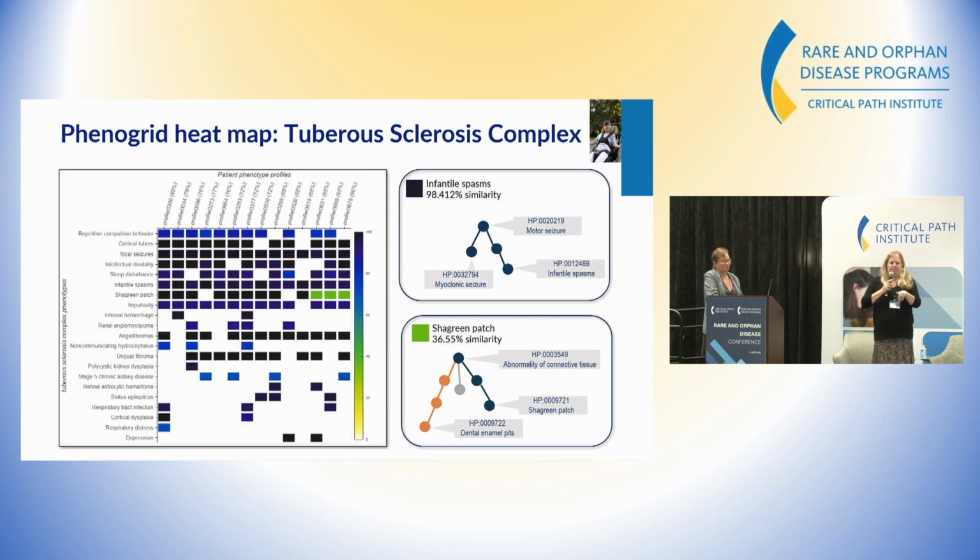Whereas at the bottom, the shagreen patch, this is the gold standard phenotype that's seen in these patients, and one of the patients reported they had dental enamel pits, but this is only 36% similar because, if you go up the hierarchy, they're both types of abnormality of the connective tissue, but they're in different branches of that hierarchy, so they're actually not very similar, but they do have a high up common ancestor.